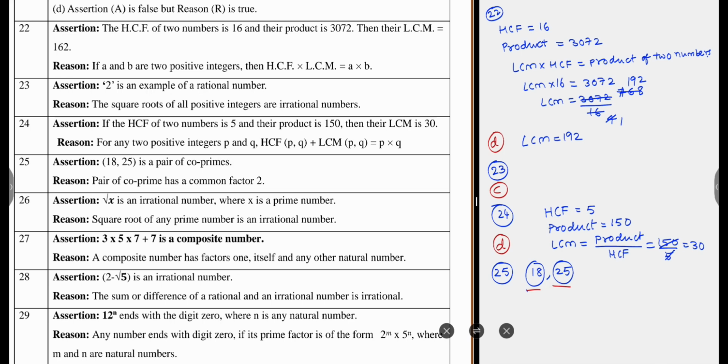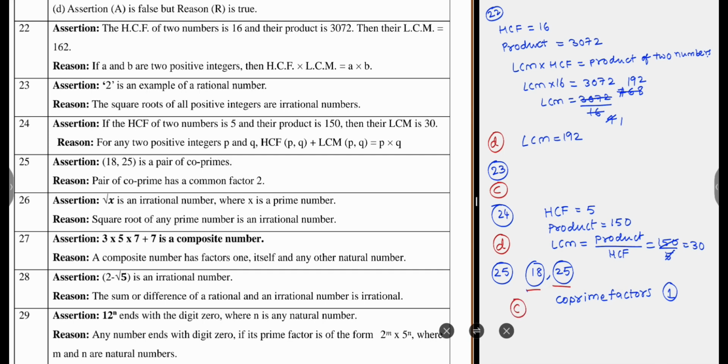Reason is false because when they are co-prime numbers, they will be having common factor 1. Co-prime numbers have only one common factor, that is 1, but they said 2. So here assertion is true but reason is false. Option C is correct.